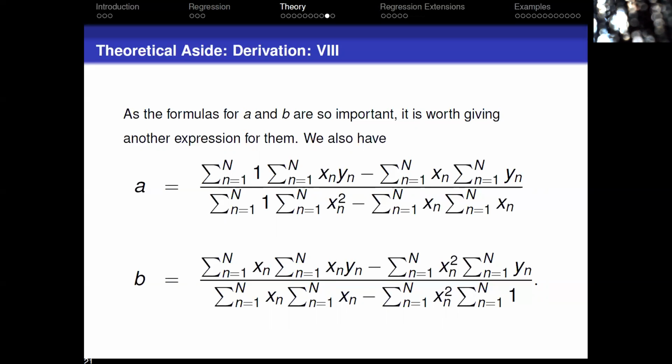If the angle never varies, all the xn's are the same, which means I can pull them out. It's the sum of 1 times that value squared. I could pull out those values. It's the sum of 1 times that value squared. The denominator will be 0.